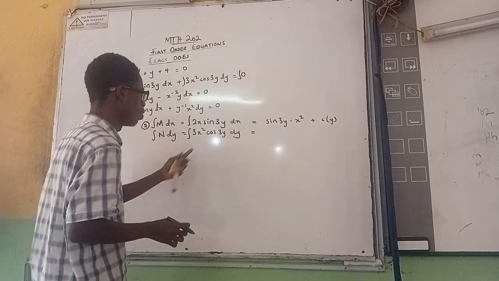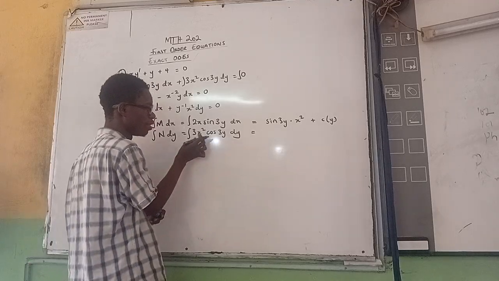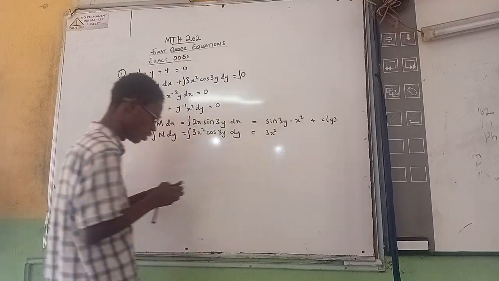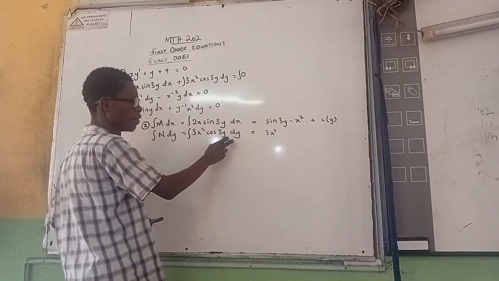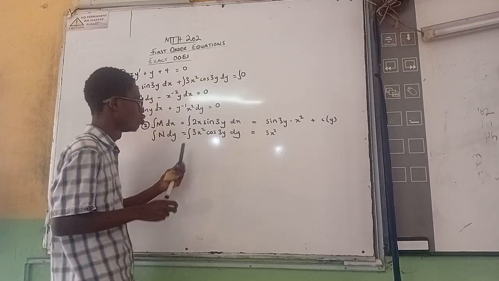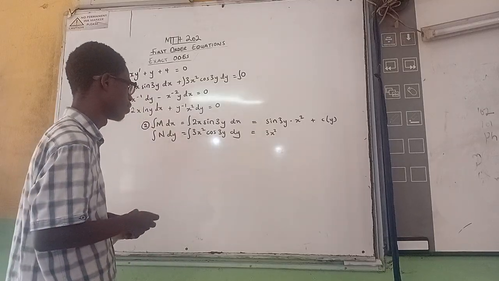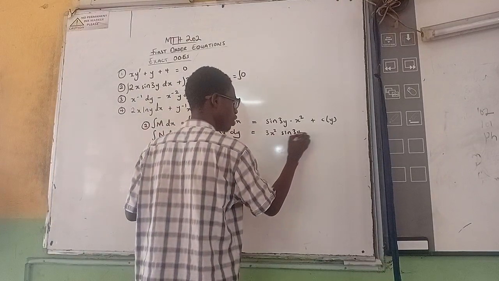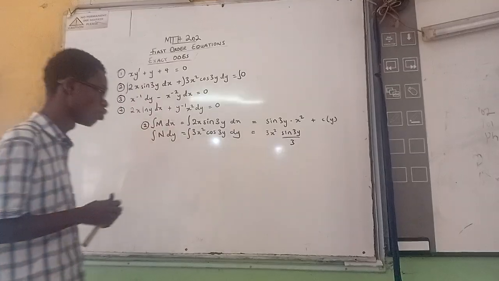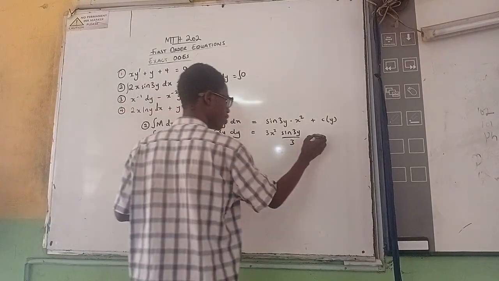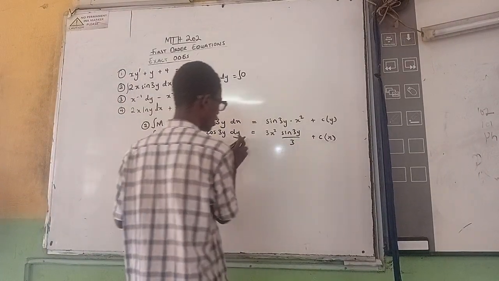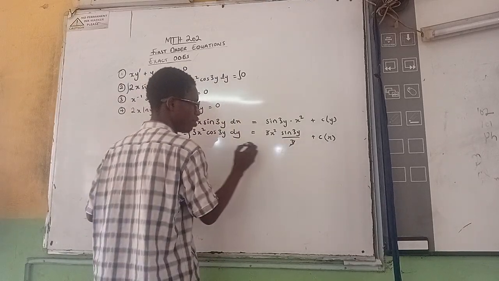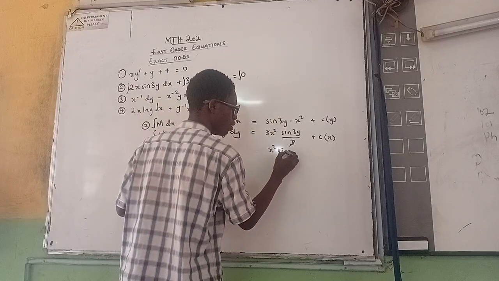For this part, we are integrating with respect to y, which means 3x squared is a constant. So if I integrate cos 3y with respect to y, I'm going to get sine 3y over 3 plus the constant, which is a function of x. Since I'm integrating with respect to y, the constant will be a function of x. This will cancel this out, and the integral of this becomes x squared sine 3y.